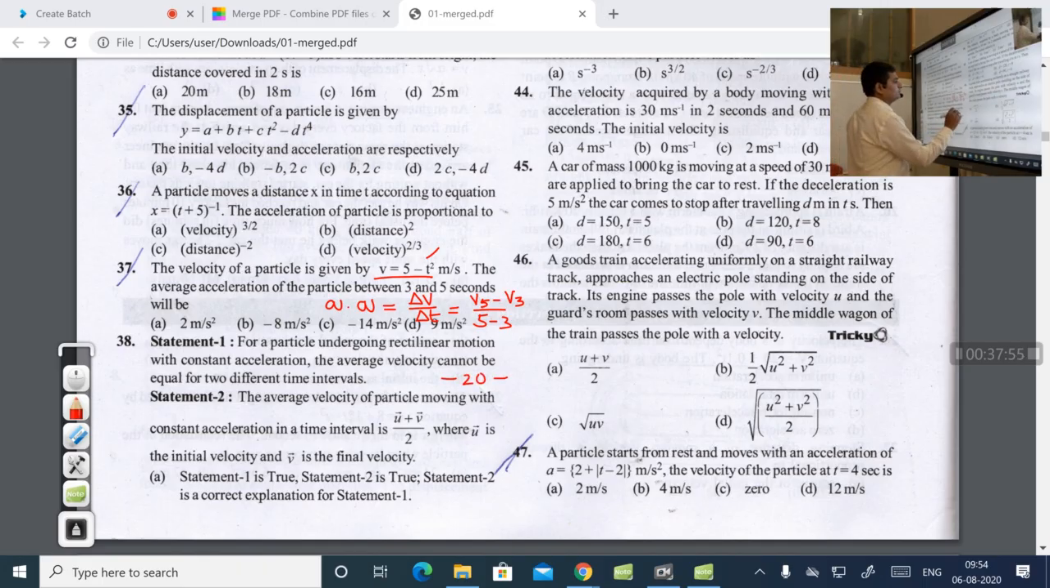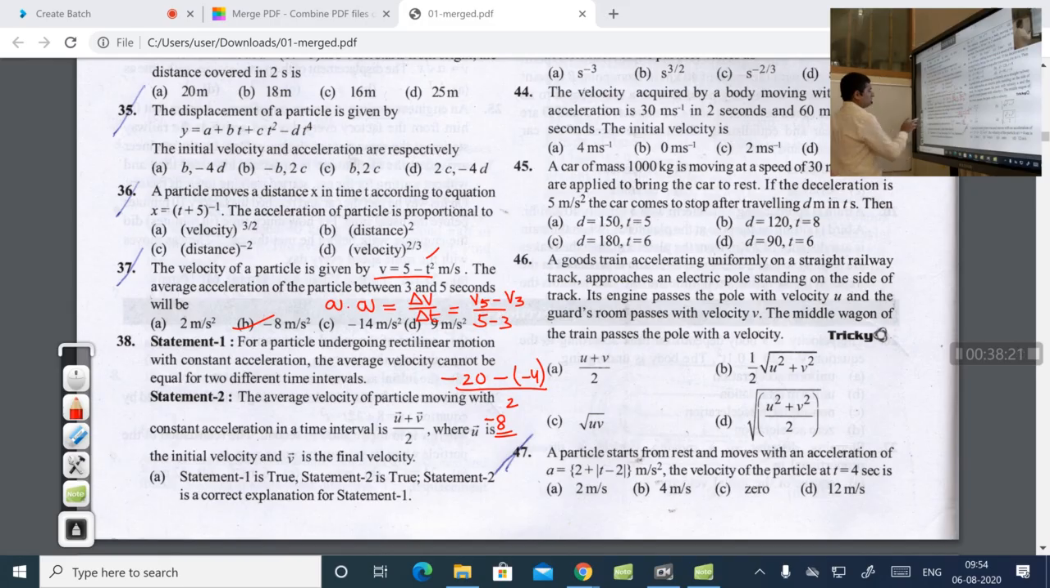So first minus 20, minus of substitute 3. 3 square, 9. 5 minus 9, that means minus 4. Divided by 5 minus 3, 2. So minus 20 plus 4, that means minus 16. Minus 16 by 2 means minus 8. So option B is the correct answer. I hope, students, you are understanding.